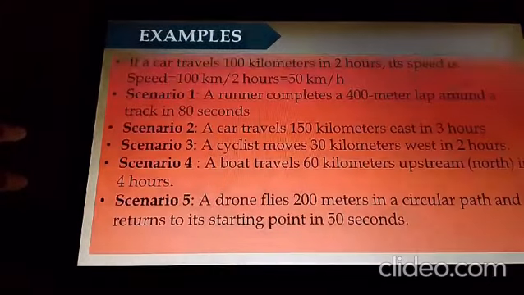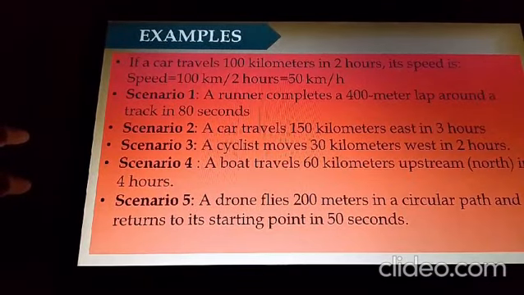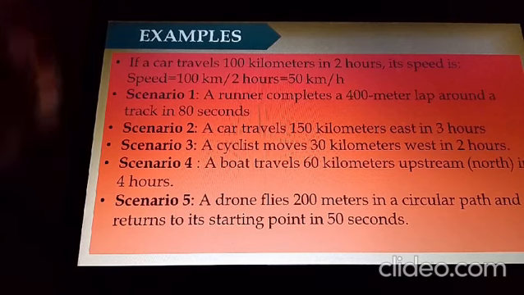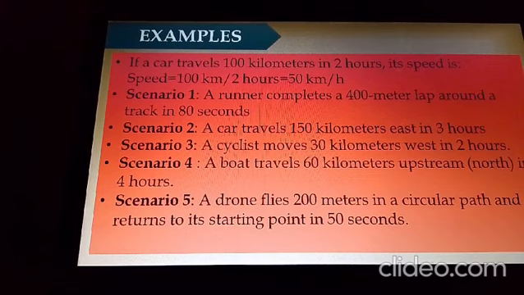Here are some examples. One example is solved, and the others are 5 scenarios. The first example is a car that travels 100 km in 2 hours. So its speed will be, according to the formula, distance covered over time, 100 divided by 2, 50 km per hour is your answer. Here are 5 scenarios which I have generated for your practice.